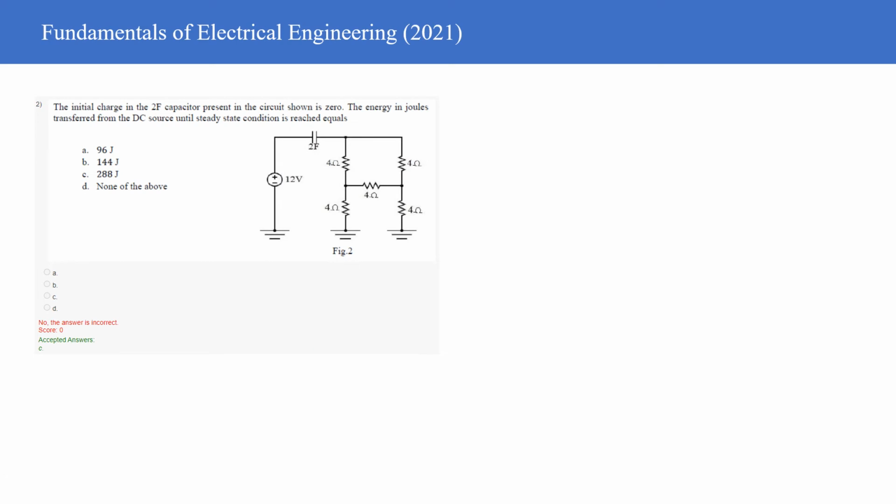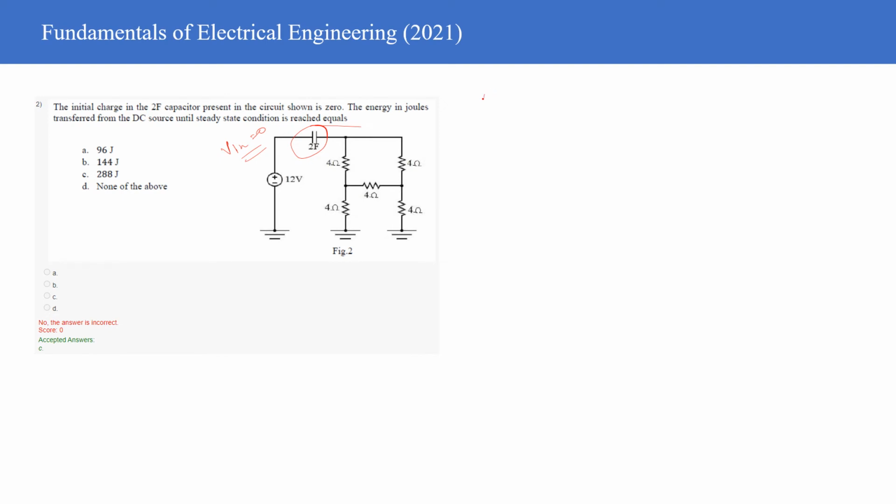So the next question is: the initial charge in the 2 farad capacitor present in the circuit is shown to be 0. So the initial charge is 0. That means that the initial potential is also equal to 0. So V initial is equal to 0, right? The energy in joules transferred from the DC source until the steady state is reached. So what is the energy transferred?